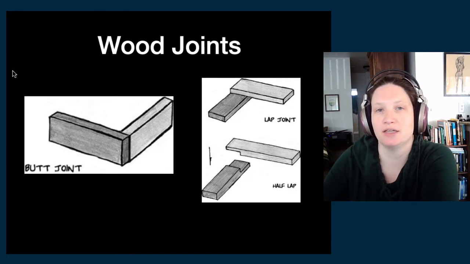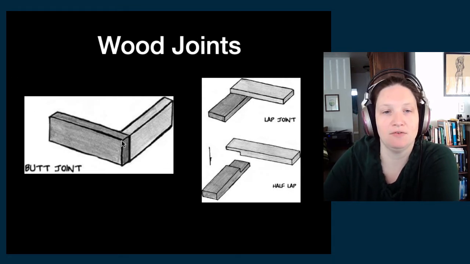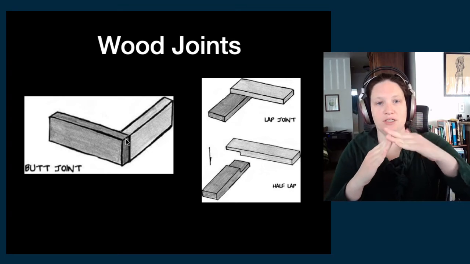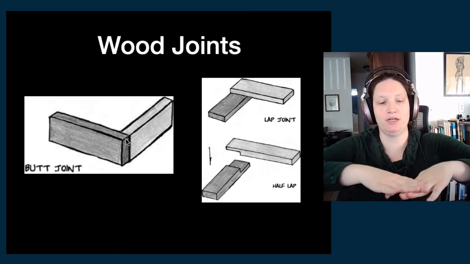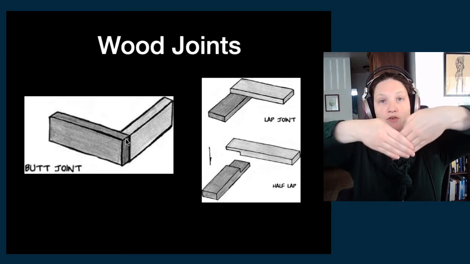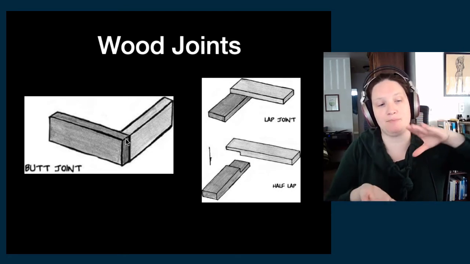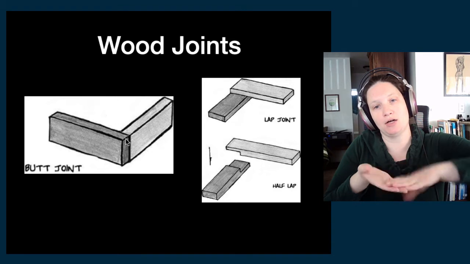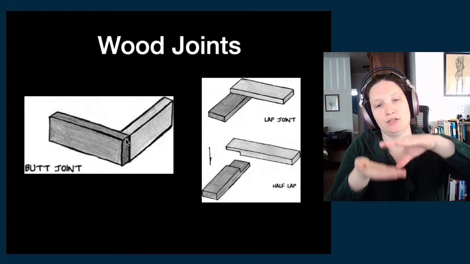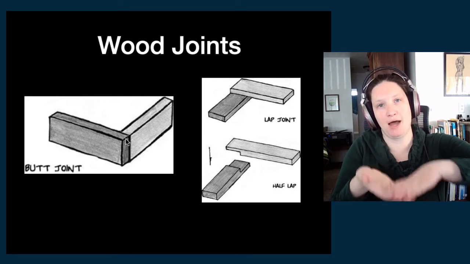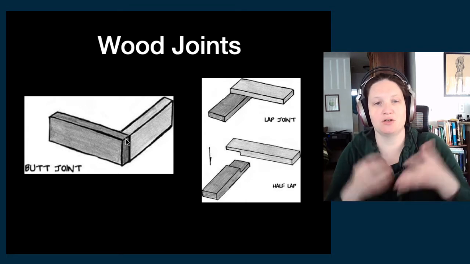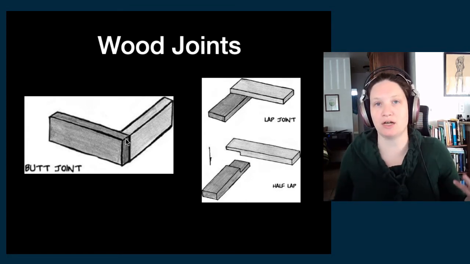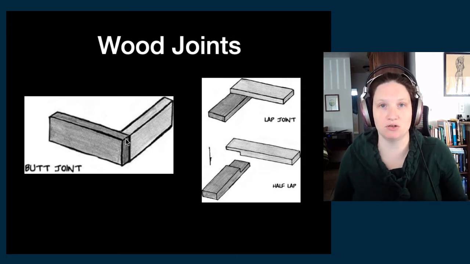So the basic wood joints we have, a butt joint is two pieces of wood that just butt into each other, right? A lap joint is where those two pieces of wood overlap. And then a half lap is where you remove part of each piece of wood so that they overlap halfway into each other and kind of lock together. So those are the basic ones. When we're constructing, we're typically using mostly a butt joint, right?